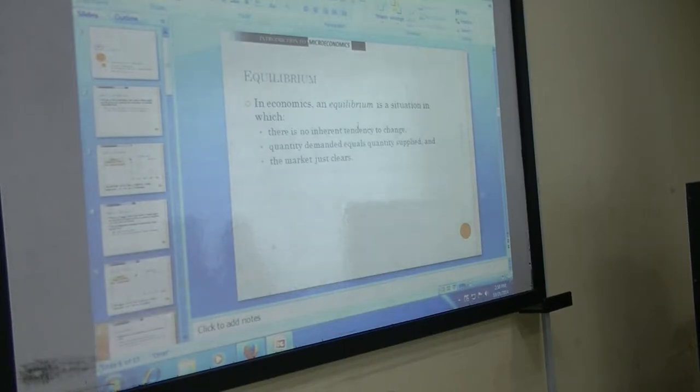So equilibrium is a situation where there is no inherent tendency to change. Why? Because quantity demanded would be equal to quantity supplied at that particular market price. So graph wise, does he have the picture somewhere?